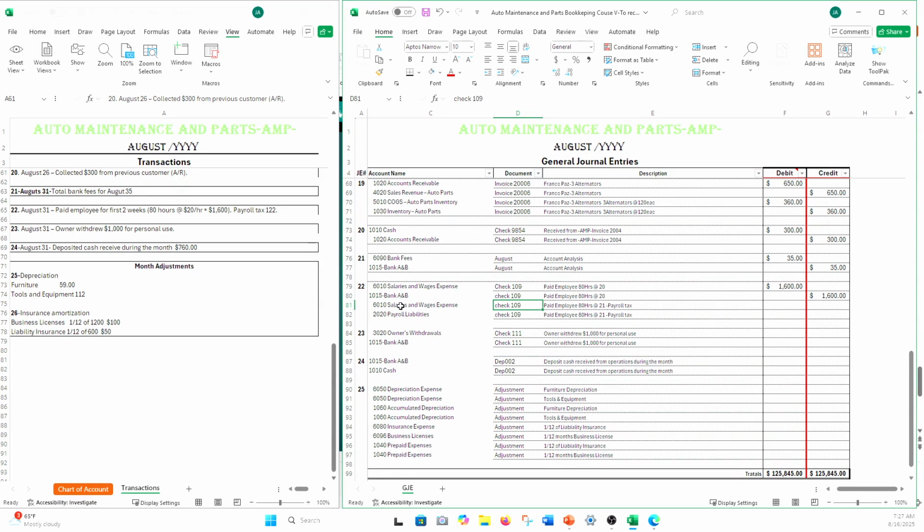I just put this check here as a reference, just to tie the payroll payment with the payroll taxes. So we say that the employee generates $122 of payroll expenses for the company. But we haven't paid, so we have to recognize the liability for $122. And later we are going to pay another time.